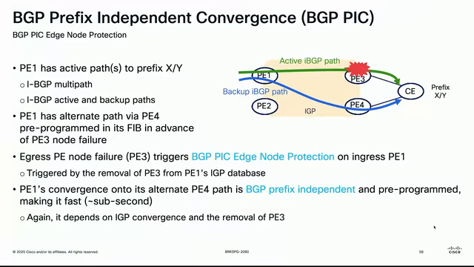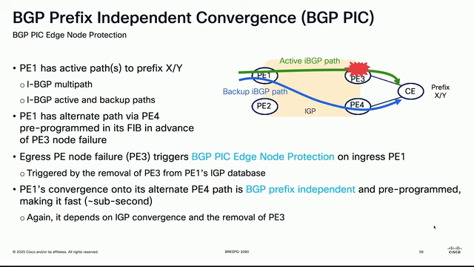Let's quickly take a look at BGP. We spoke about having the backup path pre-programmed for IGP, but what about BGP? BGP PIC allows us to achieve a similar thing. It allows us to get a backup path programmed for a BGP learned prefix. BGP PIC comes in two flavors. We have PIC edge node protection. We'll talk about that first.